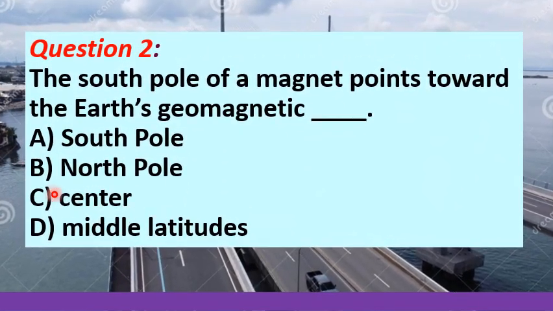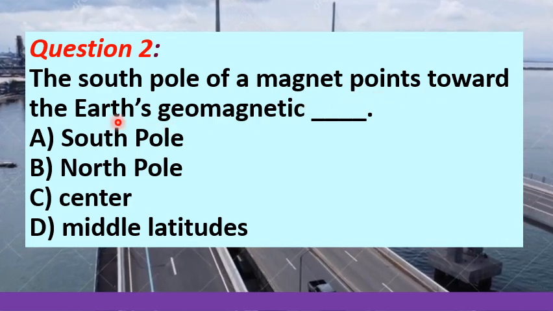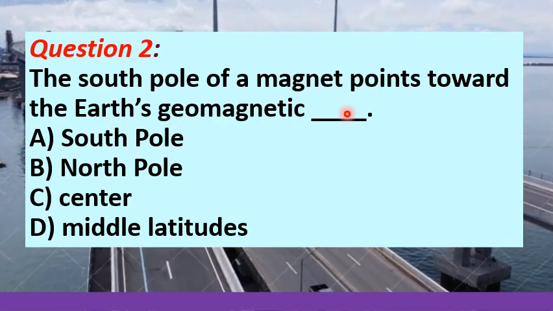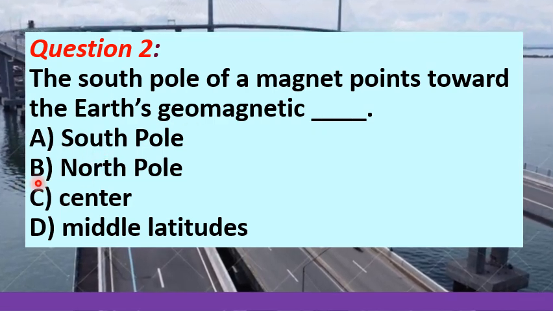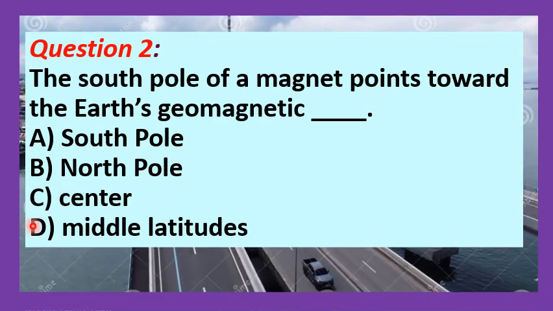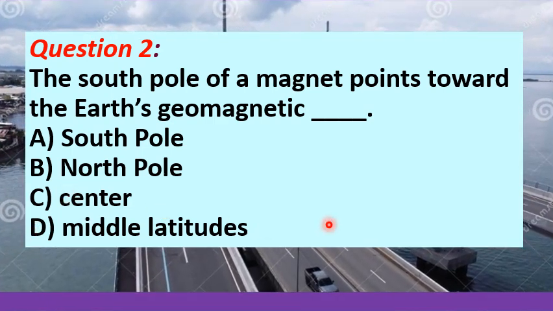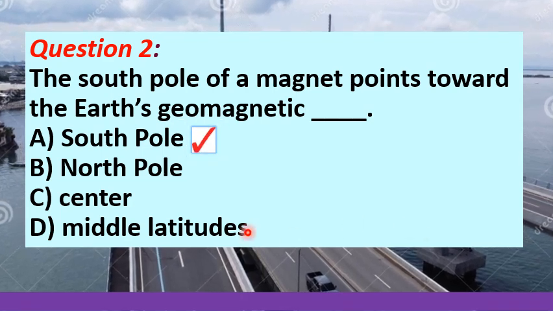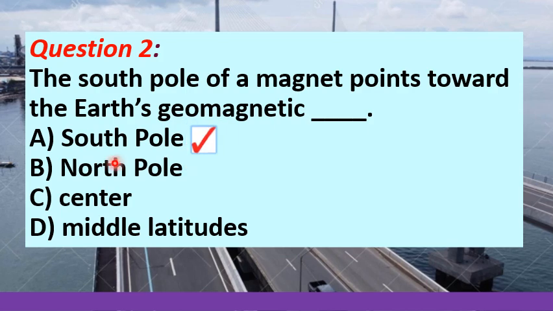Question number 2. The south pole of a magnet points toward the Earth's geomagnetic, option letter A, south pole, option letter B, north pole, option letter C, center, or option letter D, middle latitudes. The correct answer is option letter A, Earth's geomagnetic south pole.